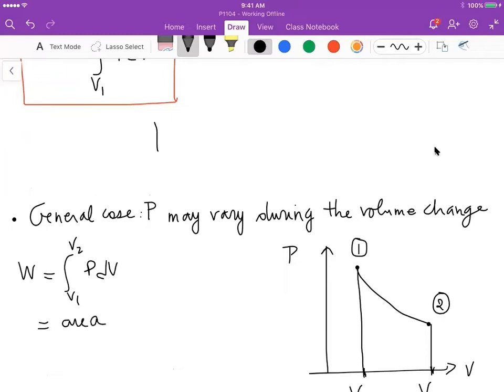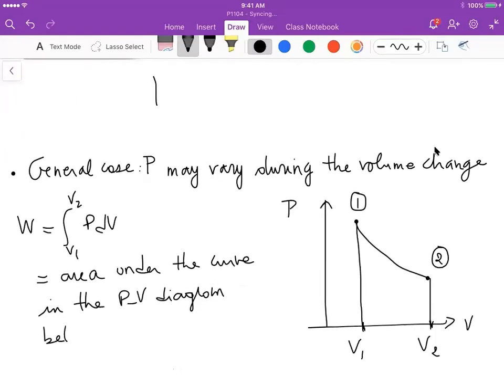area under the curve in the PV diagram. This is what we call the PV diagram, or P as a function of V between the 2 points, point 1 and point 2, because we are looking at the volume change during this period, and so this time interval.